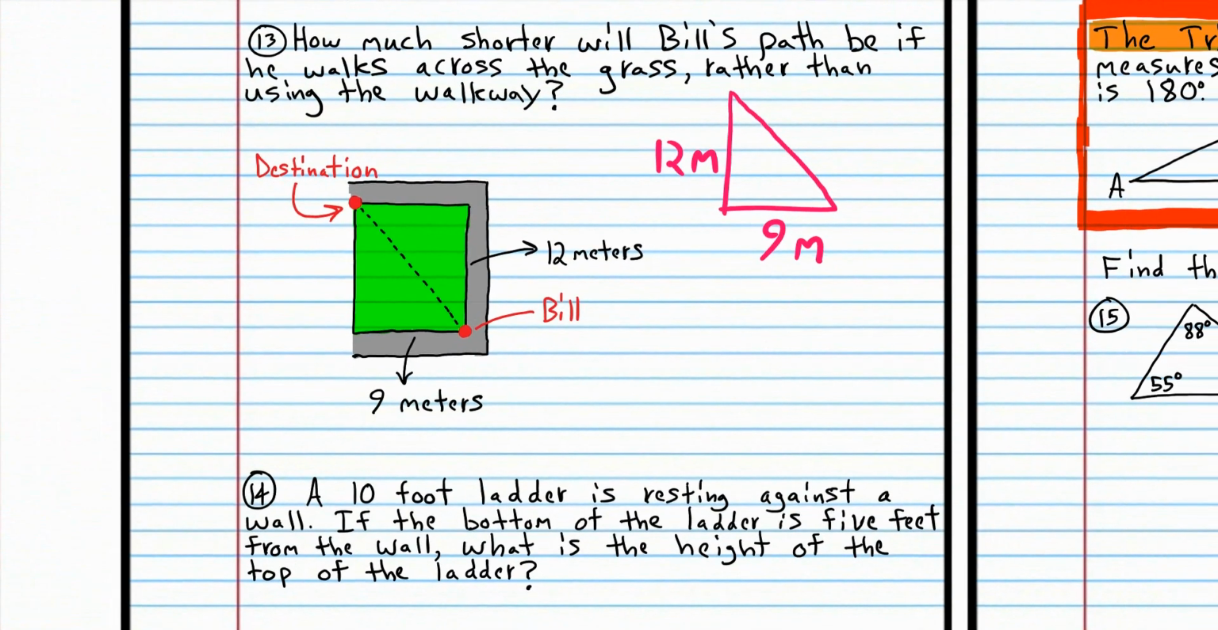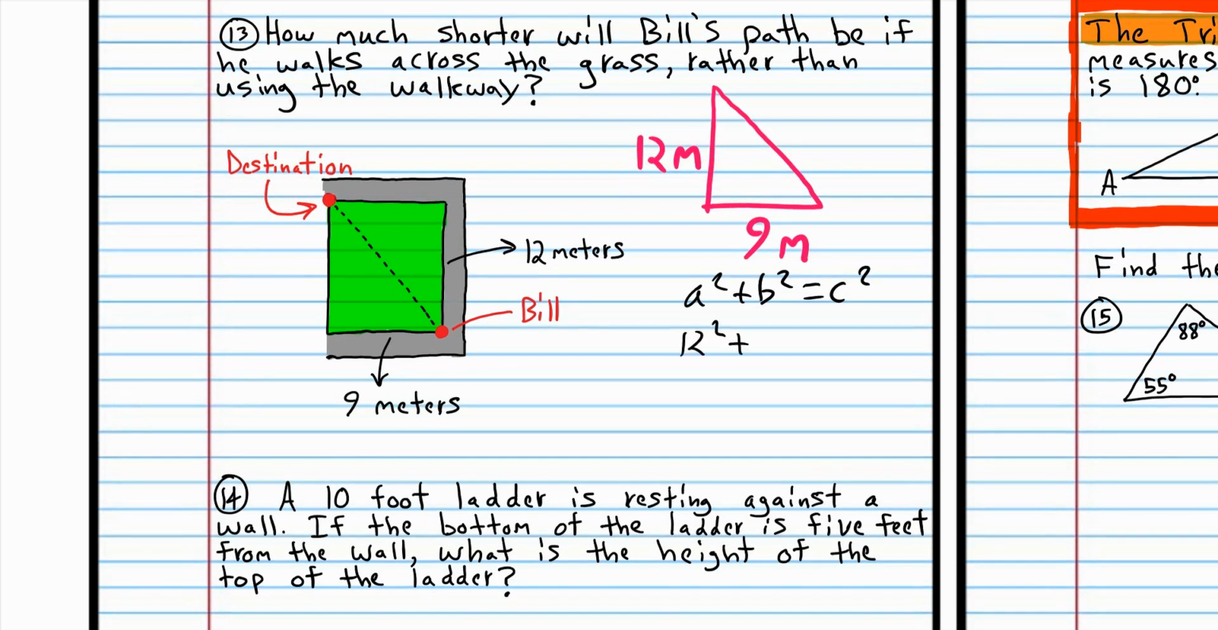So we want to find this length here. So we're going to use a squared plus b squared equals c squared. So we have 12 squared plus 9 squared equals c squared. And how do I know that these are legs and not the hypotenuse? Well, because the hypotenuse is the opposite side of the right angle, which is the length that we're looking for. We don't know that length. We can call that C, or you can call it maybe D for distance, whatever you want to call it. I'm just going to call it C.